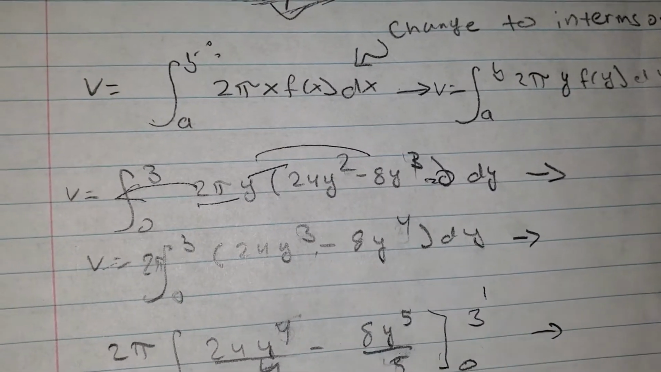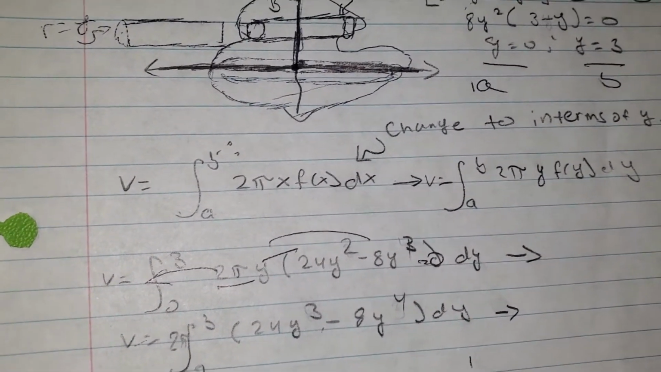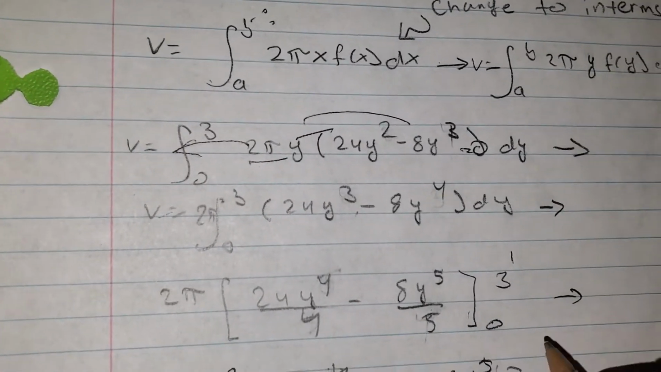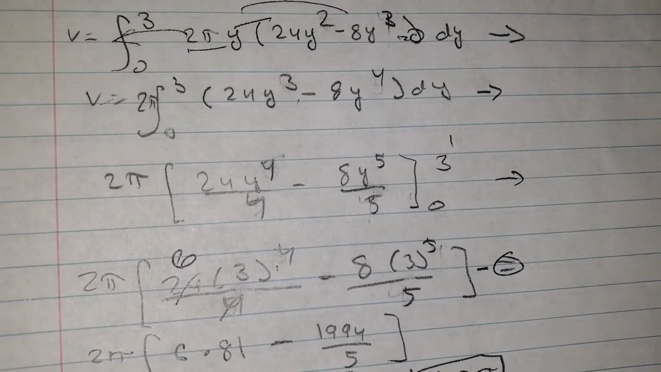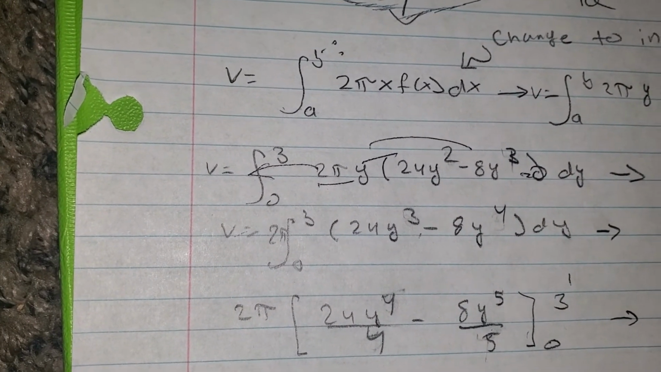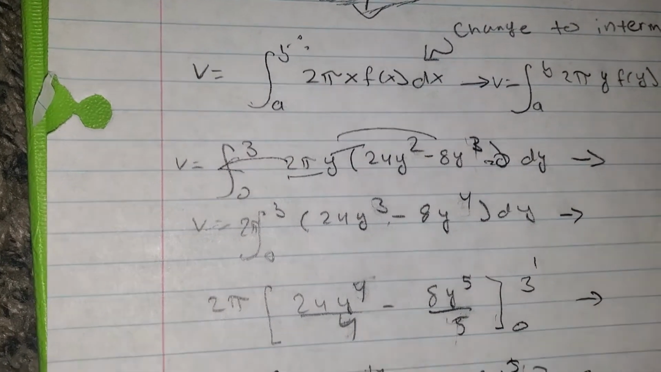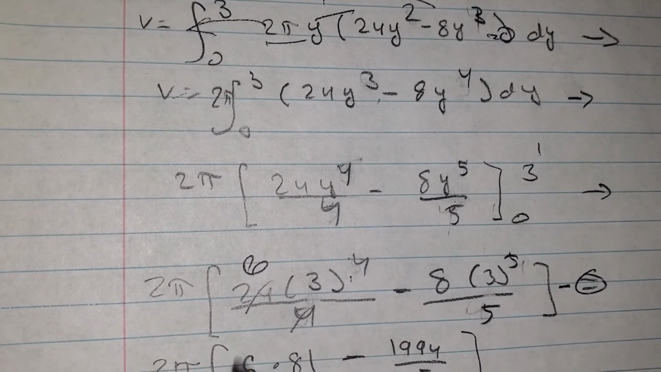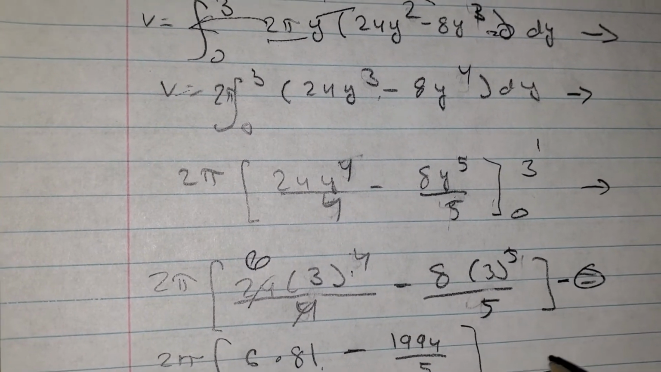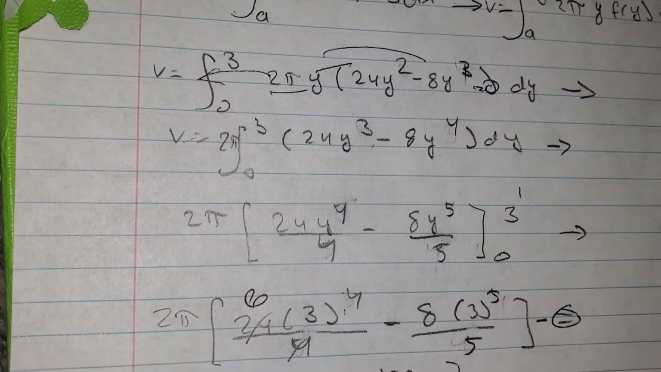You evaluate it from 0 to 3, times 2 pi. The 24 over 4 reduces down to 6. Then we plug in our values from 0 to 3, so it'll be 2 pi times 6 times 3 to the 4th, minus 8 over 5 times 3 to the 5th. Since there are no constant terms, the value at 0 is just 0.